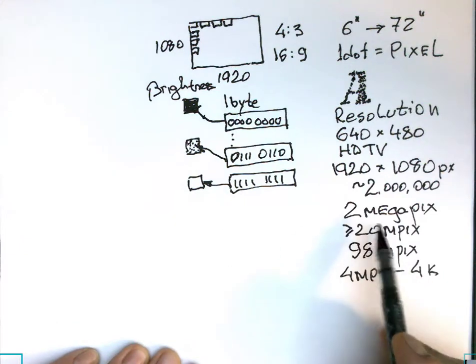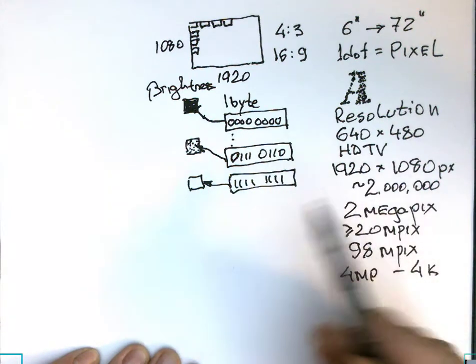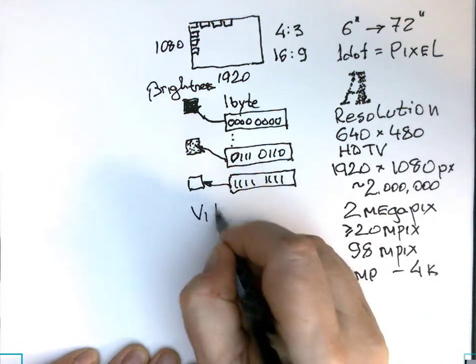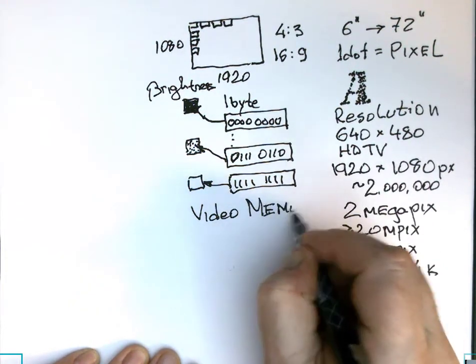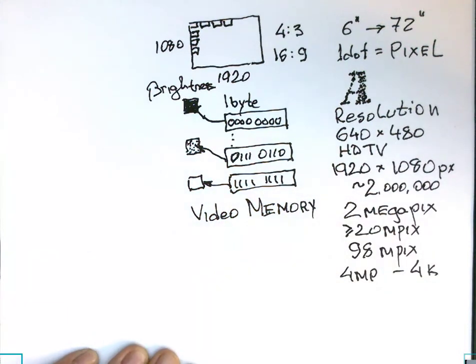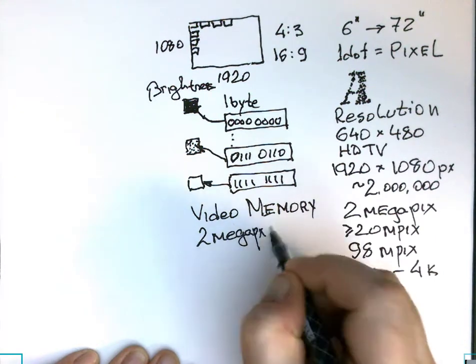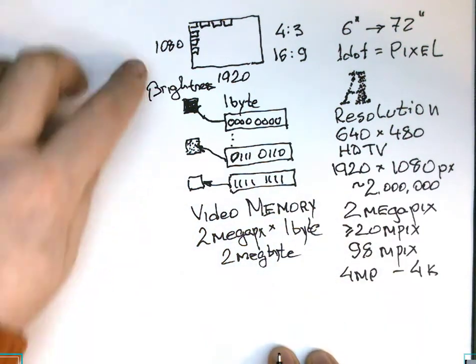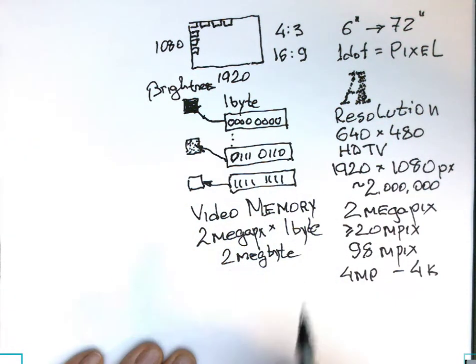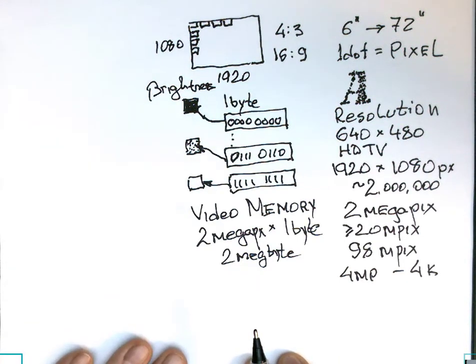So if we're talking that this display is 1080 by 1920, actually 2 million pixels, every pixel must be connected to 1 byte. So the entire video memory, this is specific memory that is actually connected to the display, must be 2 megapixel multiplied by 1 byte, that will be 2 megabyte. So this screen, to display all the bytes, needs 2 megabyte of memory. But that will be one static picture with resolution 1920 by 1080.